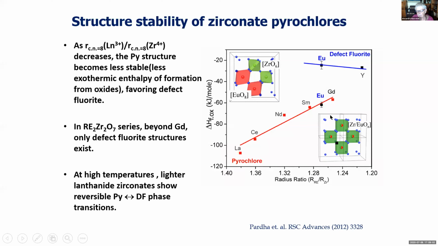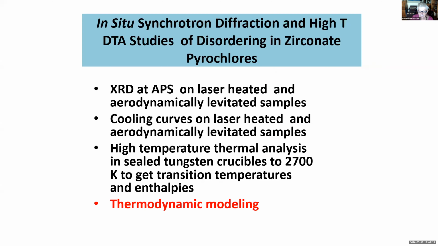The zirconate pyrochlores are interesting in that as they become less stable, the defect fluorite phase becomes more competitive, and there are actual phase transitions at the end of the rare earth series as a function of temperature. And these transitions are essentially reversible. So those are equilibrium transitions.